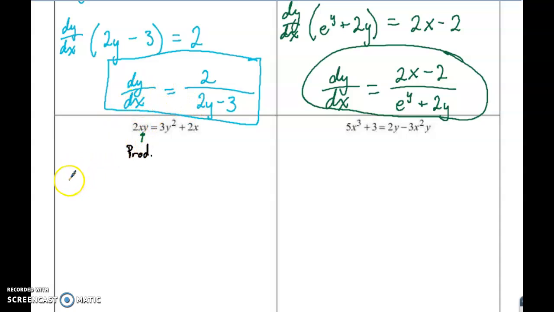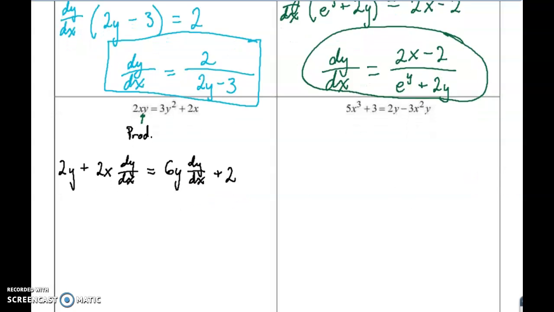So remember the product rule, you take the derivative of the first piece, so the derivative of 2x would just be 2, then you leave y alone, plus you leave the 2x alone, and then the derivative of y, don't forget, is dy/dx. And then on the right side, you get 6y dy/dx plus 2.